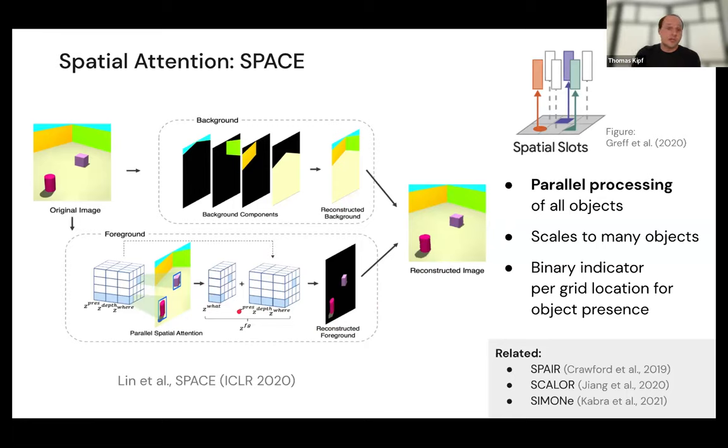Now, this scales to many objects per scene, but it has the problem that you have to put a prior on all these details, and you have a binary indicator per grid location that tells you whether an object should be there or not. As you can imagine, these things are brittle to optimize. You also have the problem that you have a certain kind of size prior. If you have objects that span the entire image, this cannot be well represented with this kind of representation, at least not in a trivial way. There are many related methods like SPAIR, SCALOR, and SIMONe. SIMONe is a method that uses transformers and overcomes some of those issues, but it's still somewhat limited in terms of its applications.